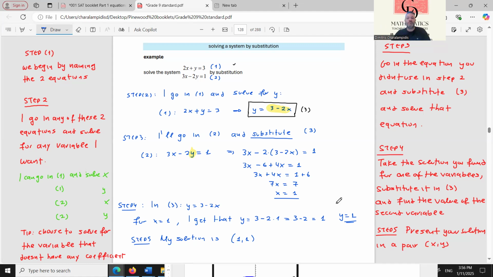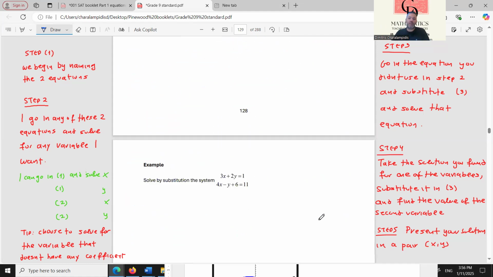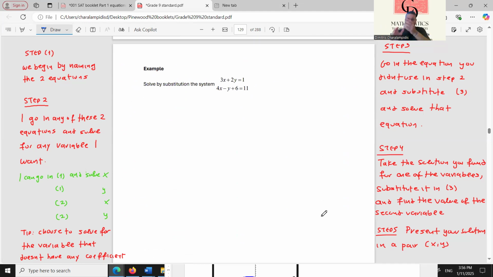This will produce the value of the second variable, and then both of them as a pair will be presented as the solution. Let's see, however, that in order for all of this to work, before we even start, we have to do what? Express both in standard form. Remember that standard form is the form where both x's and y's are brought on the same side, and then on the other side we have just the constant. So with that said, we can see here that 3x plus 2y equals 1 is already in a standard form, but the second one is not.